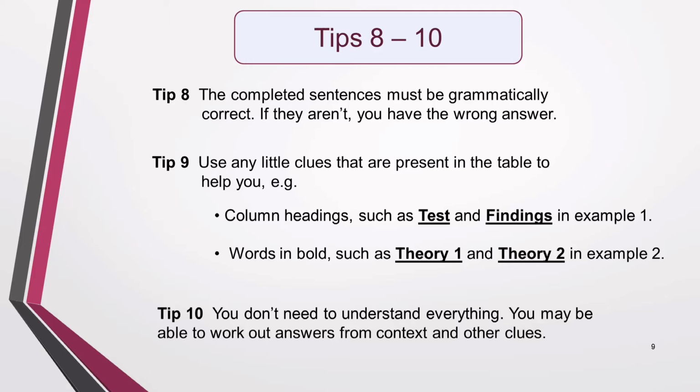Tip 9. Use any little clues that are present in the table to help you understand the type of information you need to find. For example, column headings such as test and findings in the first example we looked at, or words in bold such as theory 1 and theory 2 in the second example.